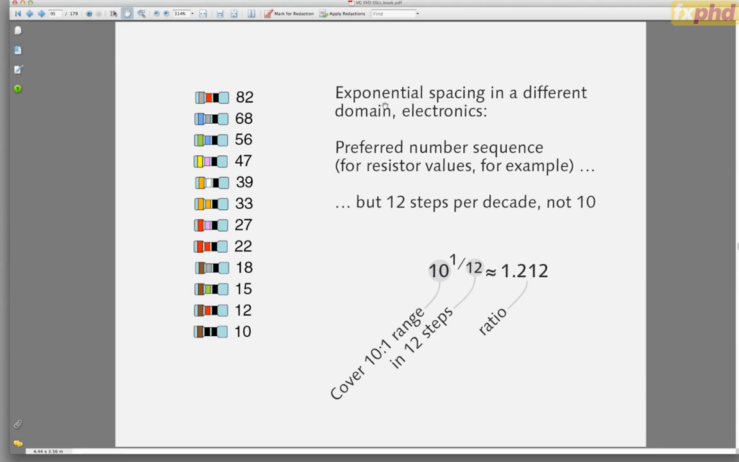So here you might think of these resistors being 10 ohms up to 82 ohms. But then there's another set of resistors from 100 ohms up to 820, and then another from 1,000 ohms, or what we prefer to call 1.0K, up to 8.2K. So this sequence repeated every decade. Now here the steps are not 2 to the power 1 over 3 or 10 to the power 0.1. Instead, there's 12 steps per factor of 10 instead of 10 steps per factor of 10. However, it's exactly the same idea.